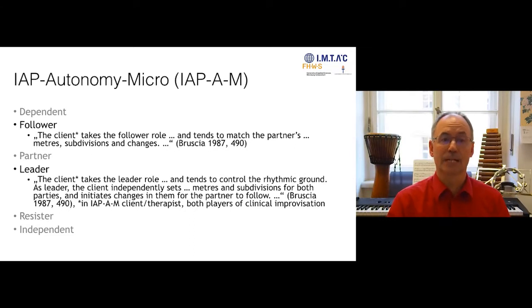In the slide you can see the 5 levels of the autonomy profile: dependent, follower, partner, leader and resistor. You can also see the 6th level, independent, of our IAP autonomy micro. As an example, I select the definitions of follower and leader in the musical dimension rhythmic ground. These definitions are based on Kenneth Bruscia's IAPs.